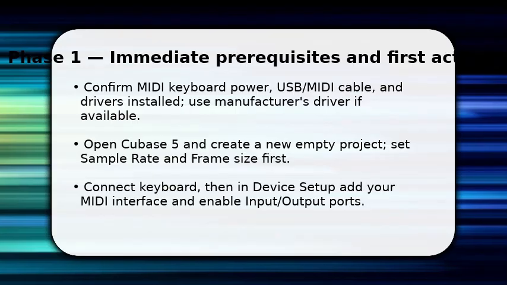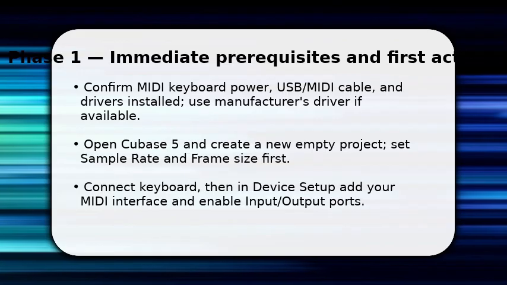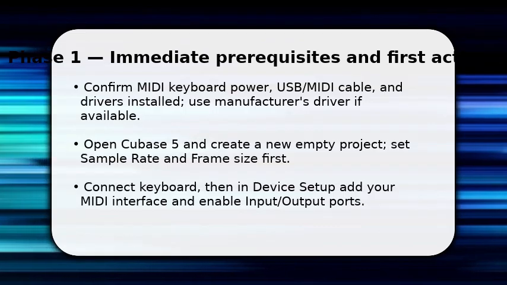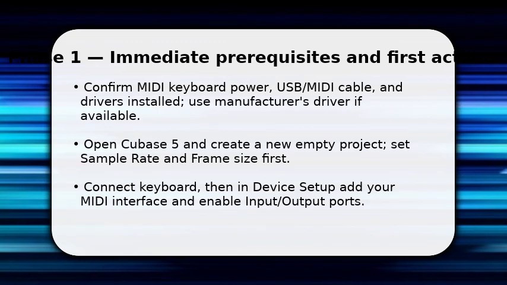You start by preparing the hardware and software. Get the keyboard powered and connected via USB or MIDI. Once connected, open Cubase 5 and create a new empty project so you work in a clean environment. Now go to Devices, Device Setup, add or select your MIDI interface, and enable its input and output ports. Do this first because Cubase needs an active device to map channels and low-latency monitoring. Otherwise, you can't hear or record MIDI properly.